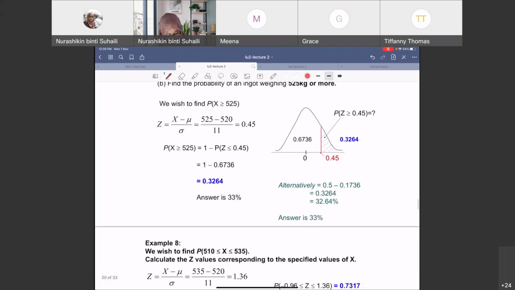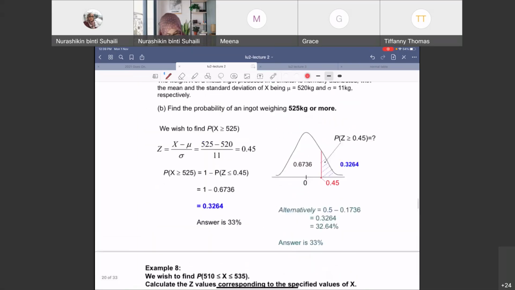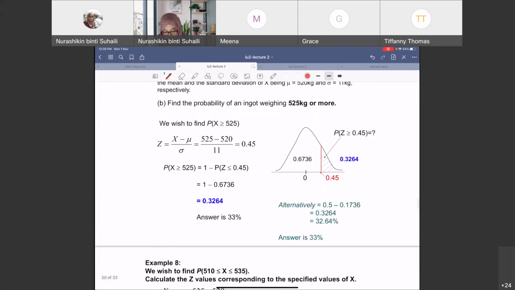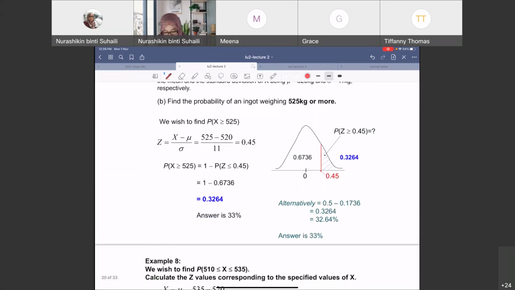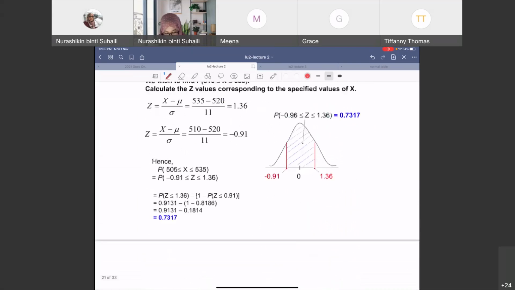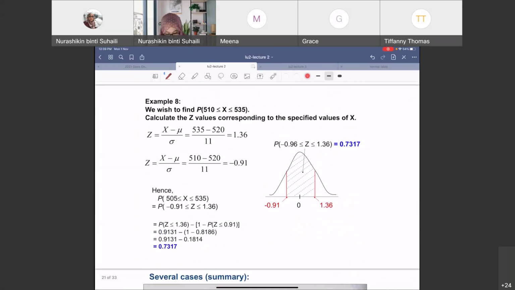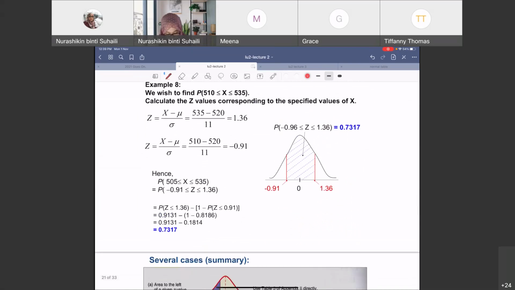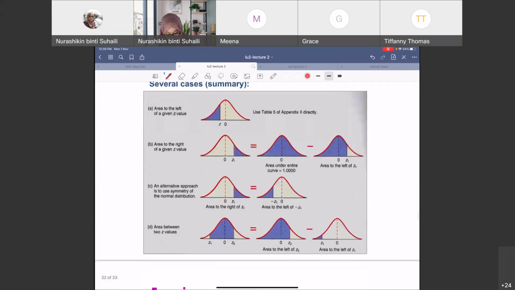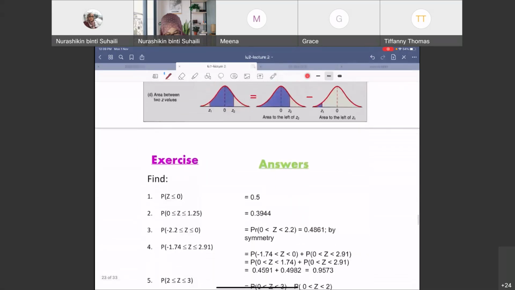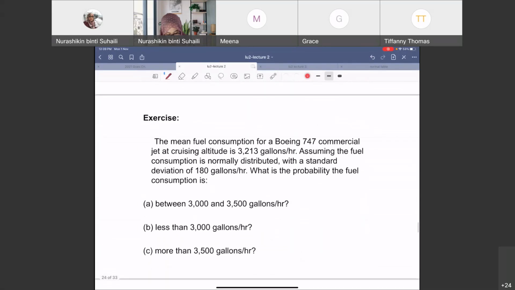Okay, I leave the rest of the examples for you to go through by yourself because the pattern is the same. It's just about the tricks, whether it's on the left or on the right, and how you're going to apply the symmetric principles and the knowledge of the area. Right. So the same thing. Example 7 and 8, you can try by yourself. And also this one.